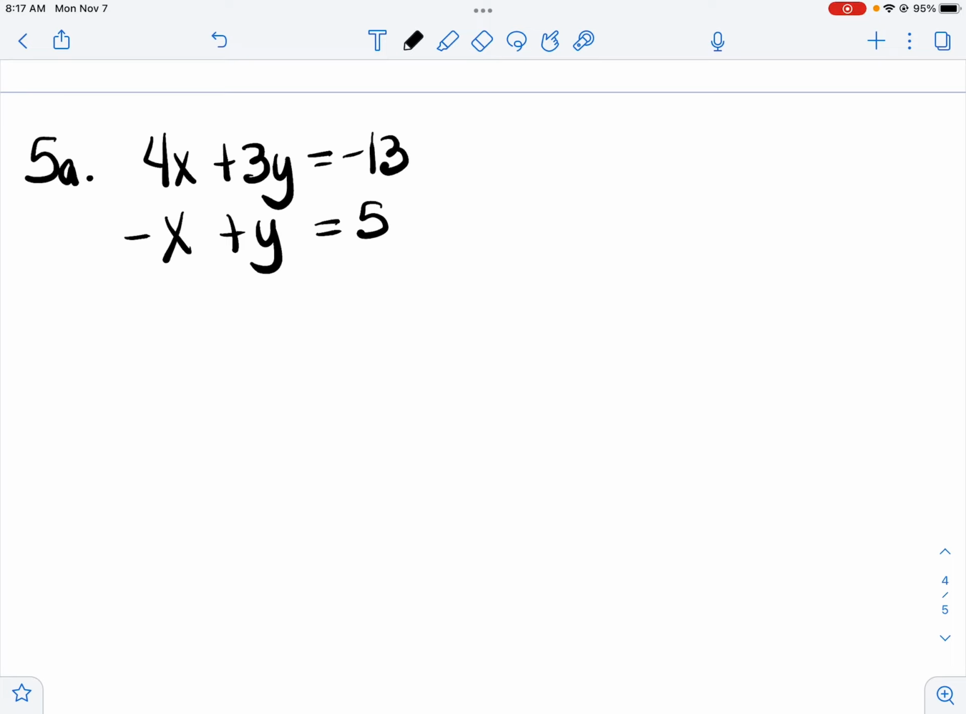There are 2 ways to solve systems of equations. One is called substitution and one is called elimination. I prefer elimination, but I'm going to show you substitution as well. Substitution really only works if we have a variable that has a coefficient of 1, like we do in part A. So with substitution, the first thing that I want to do is solve this equation for y.